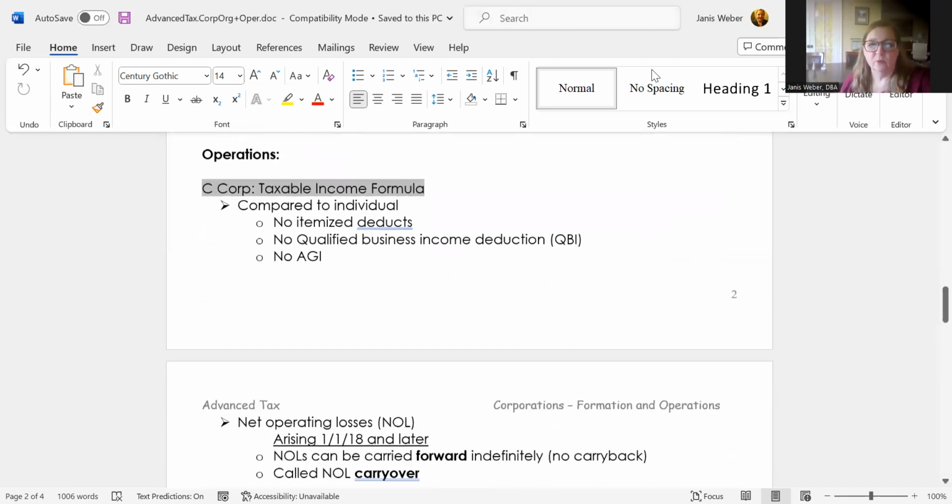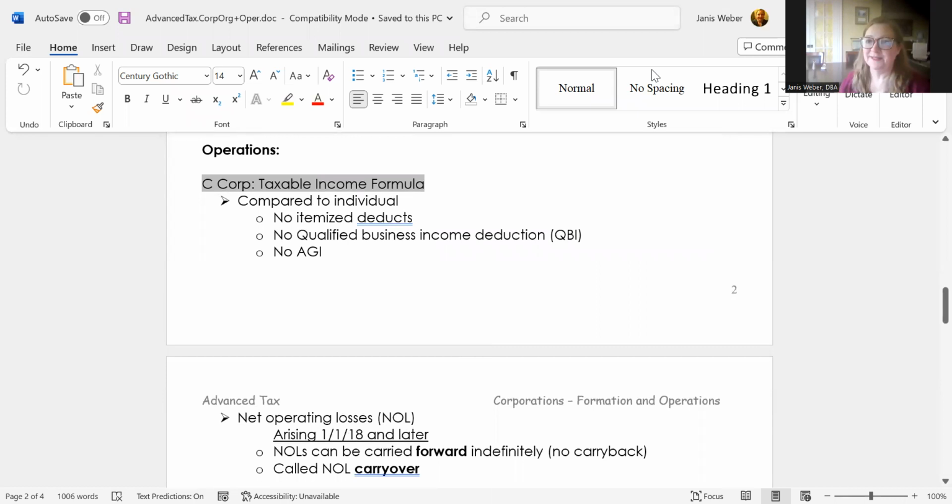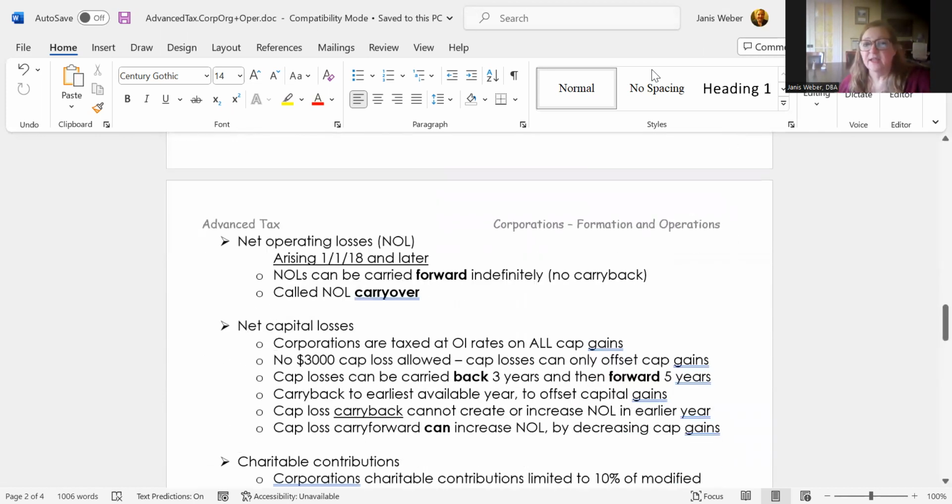Okay. Now some other more tolerable topics. Operations of a C corporation compared to an individual, some of the things that are different. There's not going to be any itemized deductions. There's not going to be any QBI deduction, and there's no AGI. Those are things we're used to dealing with, but they just aren't there at the corporate level. And then there's some things that are the same.